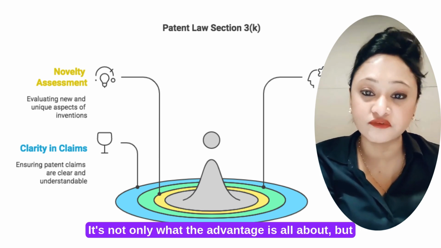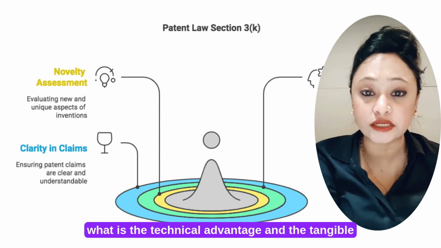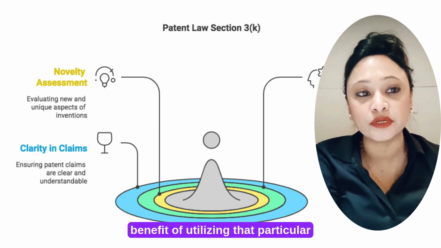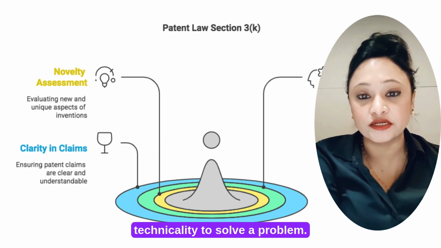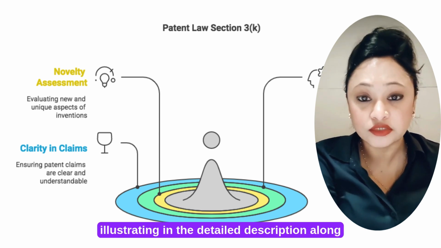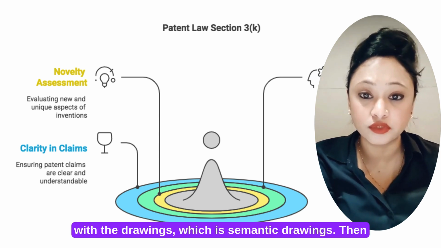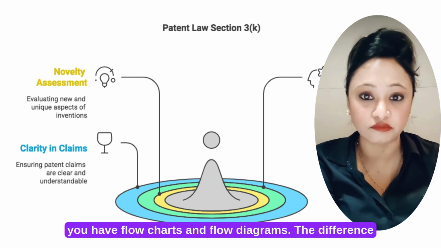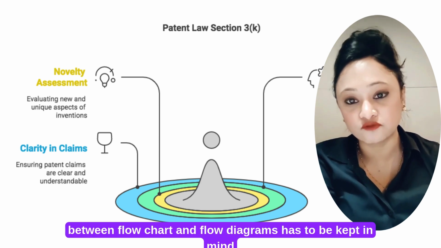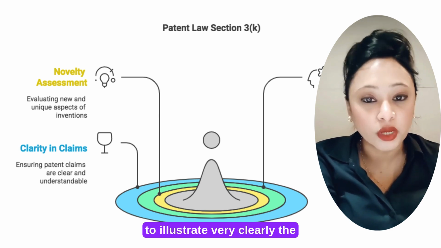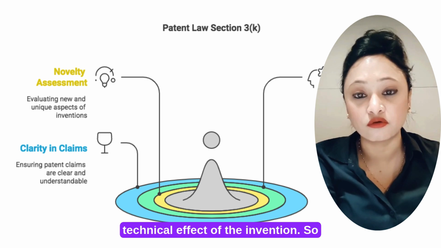It's not only what the advantage is, but what the technical advantage and the tangible benefit is of utilizing that particular technicality to solve a problem. Section 3K can be overcome by illustrating in the detailed description along with the drawings, which are schematic drawings. Then you have flowcharts and flow diagrams. The difference between a flowchart and flow diagrams has to be kept in mind and written in a manner which illustrates very clearly the technical effect of the invention.